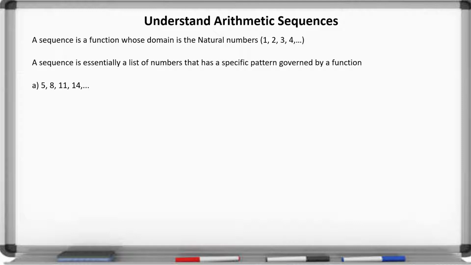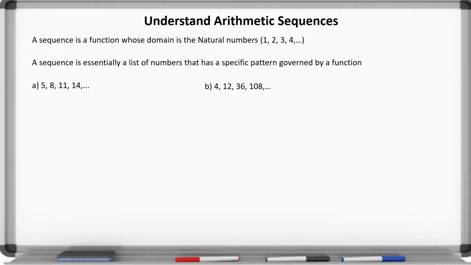So here's an example. If you're looking at the list of numbers 5, 8, 11, and 14, well, there's some kind of pattern in this sequence, in this list of numbers. If you're looking at 4, 12, 36, 108, there's also another pattern. See if you can actually find it.